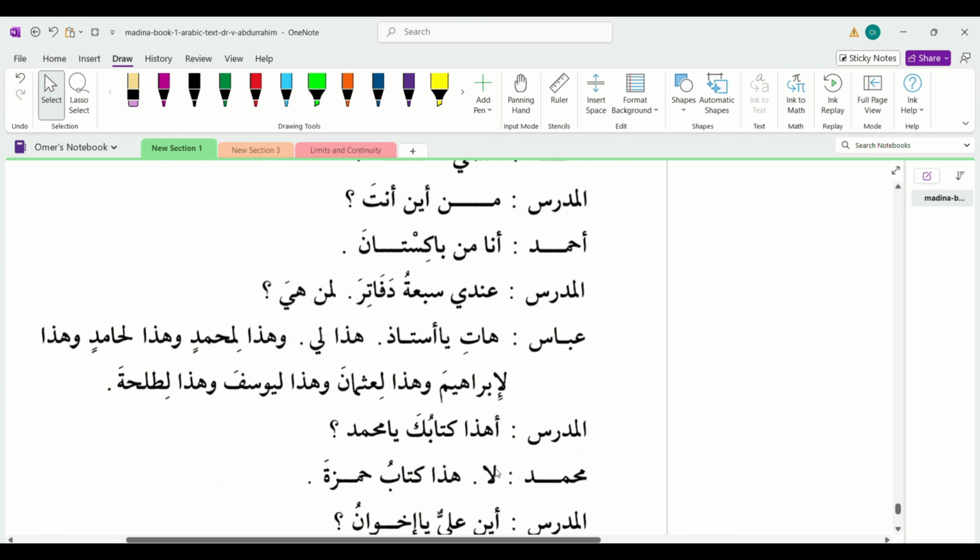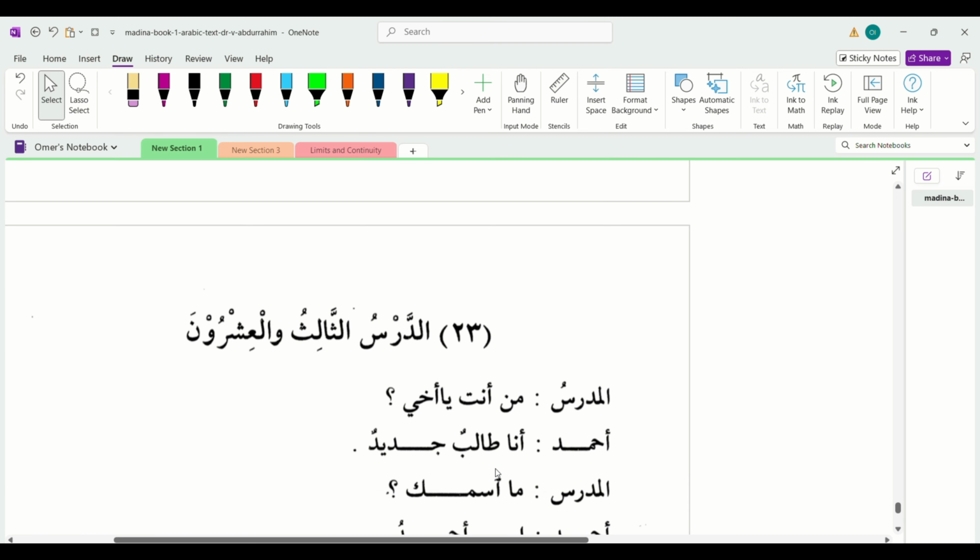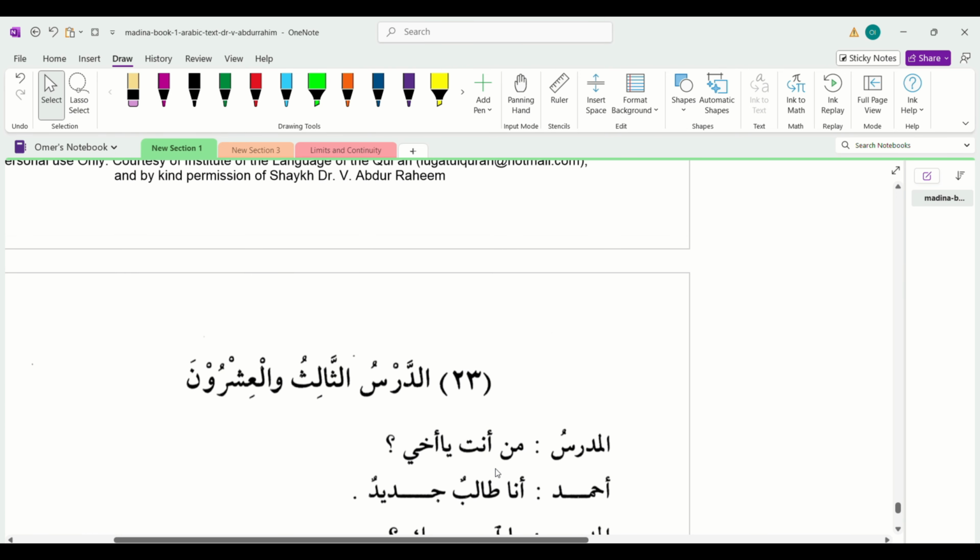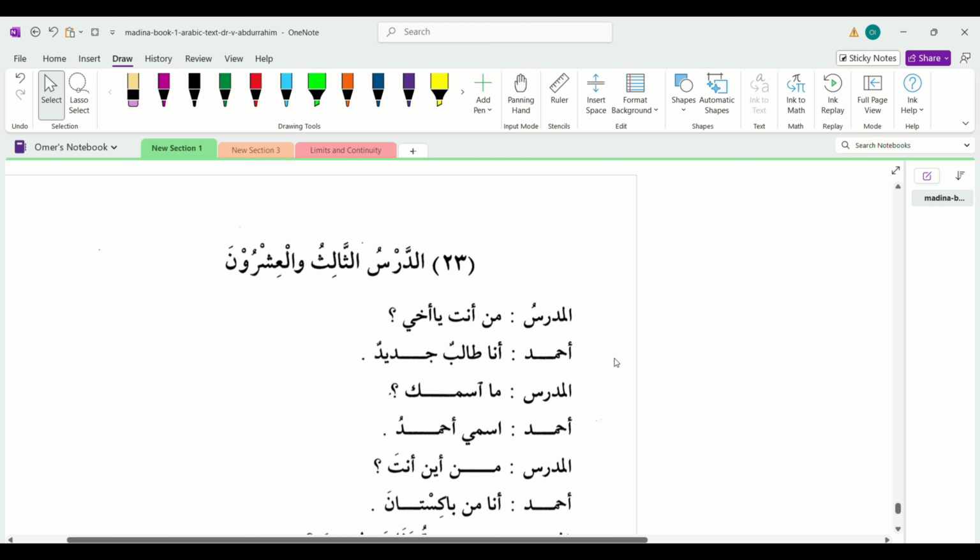So that's the end of the 22nd lesson, and on to the 23rd lesson, which is الدرس الثالث والعشرون. نعم. المدرس من أنت يا أخي؟ The teacher asks, who are you? من أنت يا أخي؟ أحمد أنا طالب جديد.